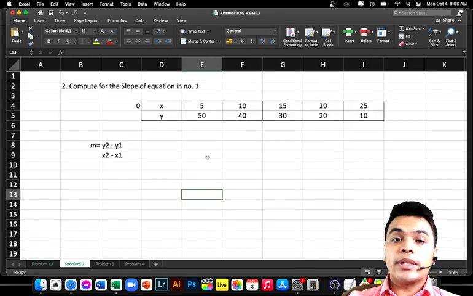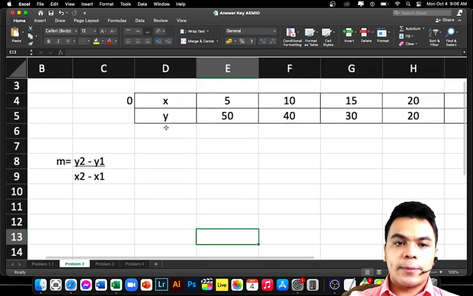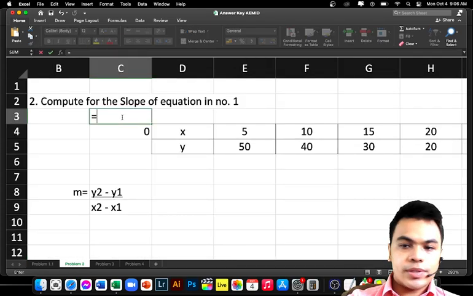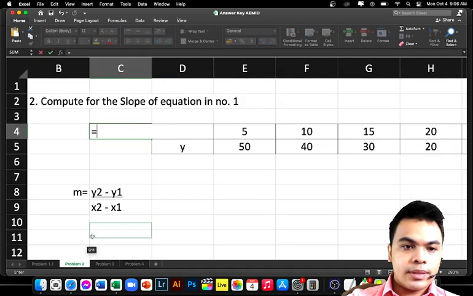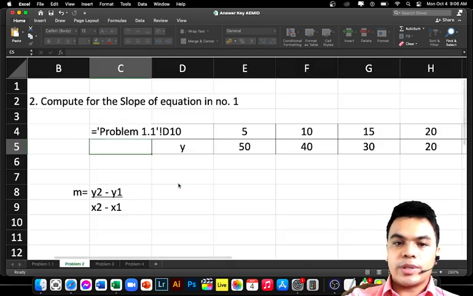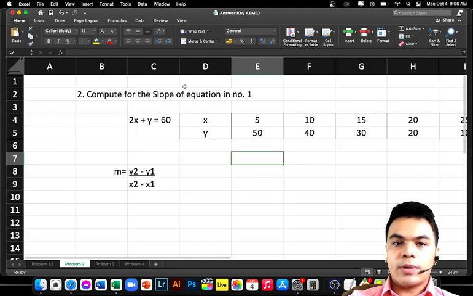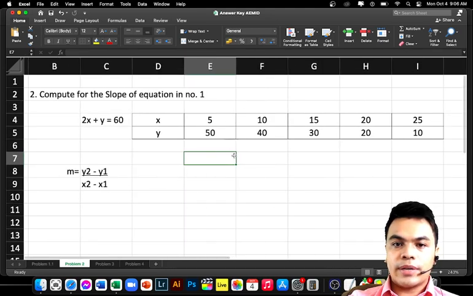This is in relation din with equation number 1. So we are required to compute for the slope for equation number 1. Ayan. So let's just get ano nga ba yung equation uli? So we will get now the simplified form, which is 2x plus y is equal to 60. Ayan. And we have the values for x and y. Ito siya. 5, 50; 10, 40; 15, 30; 20, 20; and 25, 10.